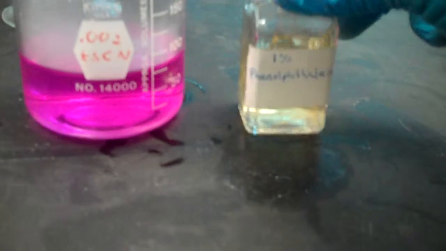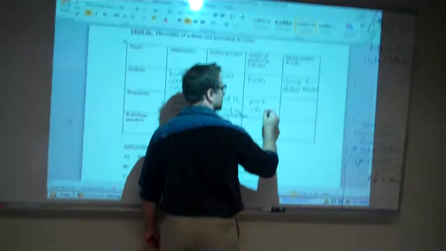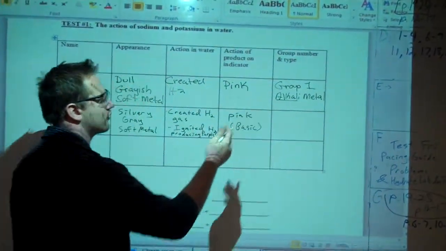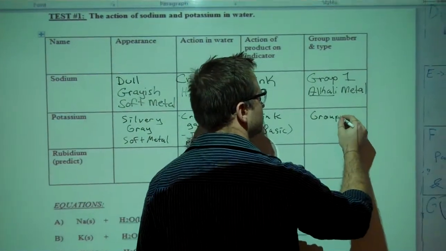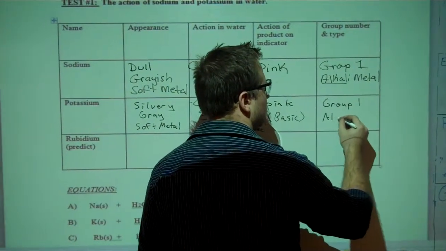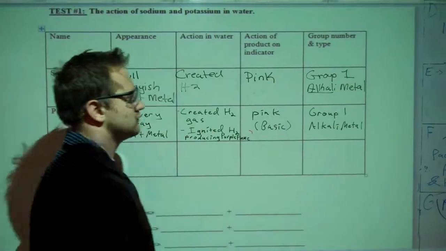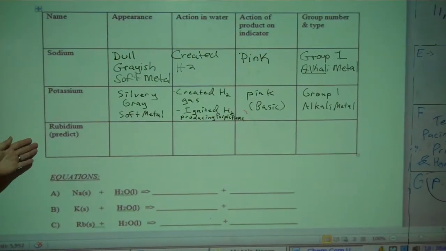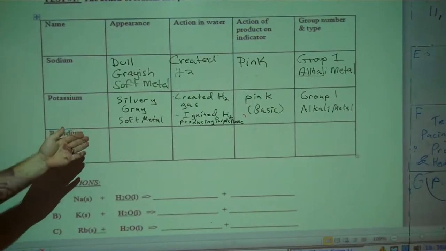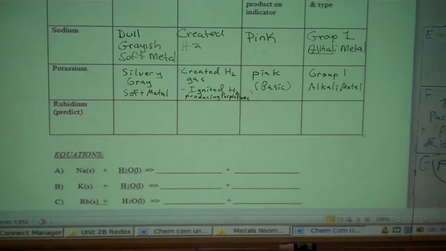So, it made the solution pink, which means that it's going to be basic. And the group number, it's group 1, just like sodium. And it is an alkali metal. So, after this, you would expect a similar performance from rubidium, or similar properties, actions in water, and it would probably have the same effect on the indicator, and it's in the same group.